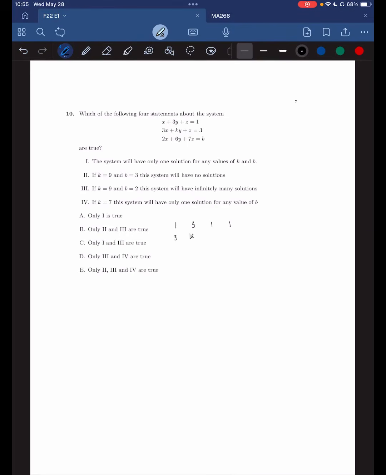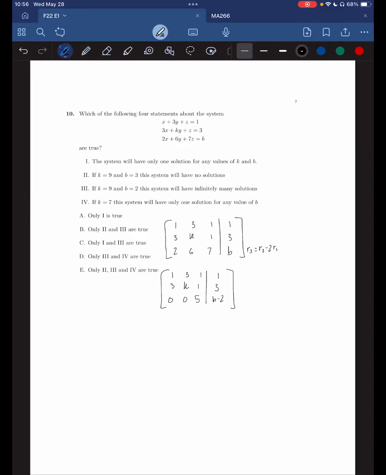This is a K, this is a 1, this is a 3, 2, 6, 7, B. Right, so this is what our matrix looks like. I'm going to start by doing something like row 3 is equal to row 3 minus 2 times row 1. This will put zeros where our 2 and 6s are. So our new matrix looks like this. So 2 minus 2 is 0, 6 minus 6 is 0, 7 minus 2 is 5, and B minus 2 is B minus 2. So this is another matrix that we have going for us.